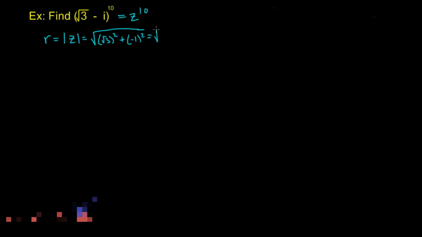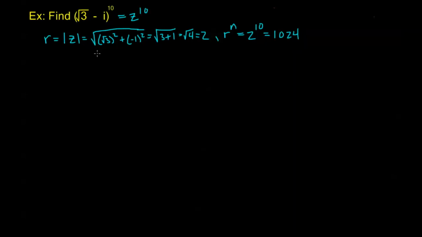So this is the square root of 3 plus 1, or the square root of 4, which is going to be 2. Now calculating out r to the n, which we're going to need to find this power, my r to the n here then is going to be 2 to the 10, and this is just what we had in the last example, isn't it? For all you computer science majors, this should be very familiar. This is 1024.